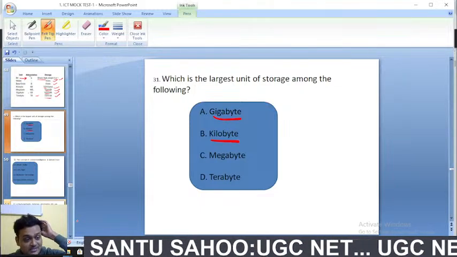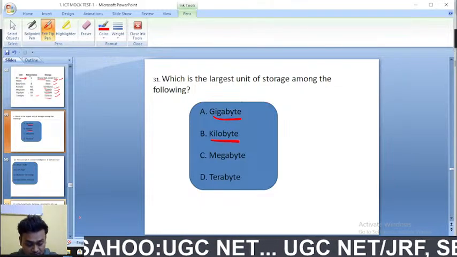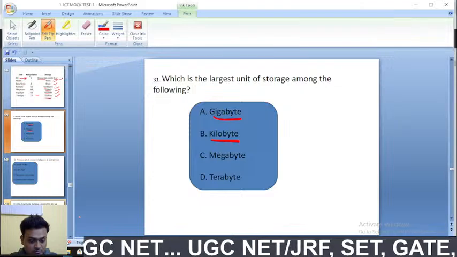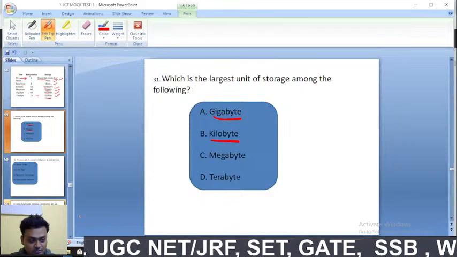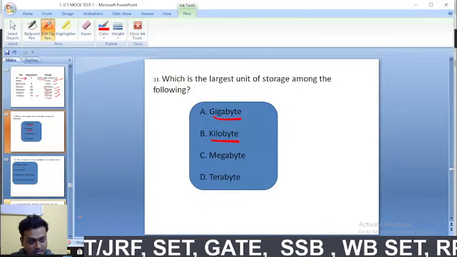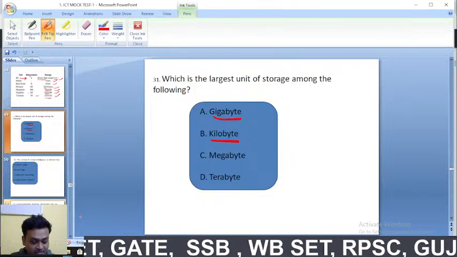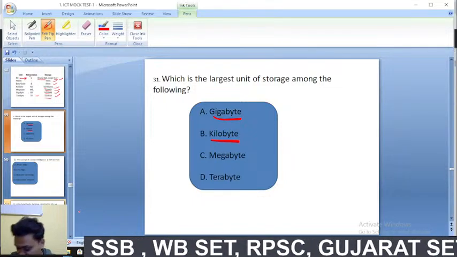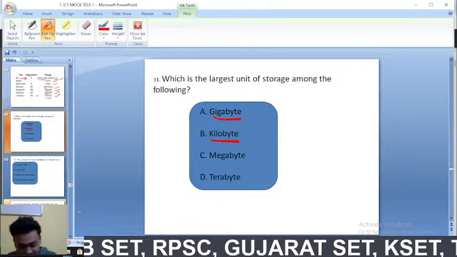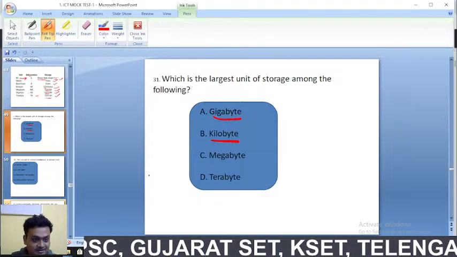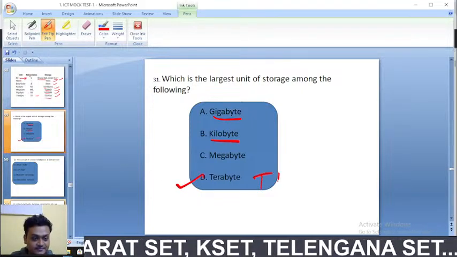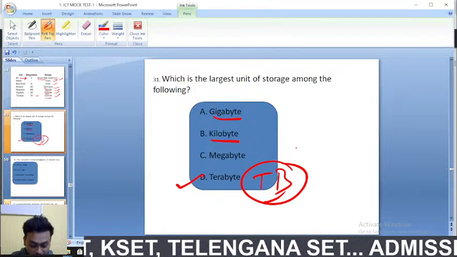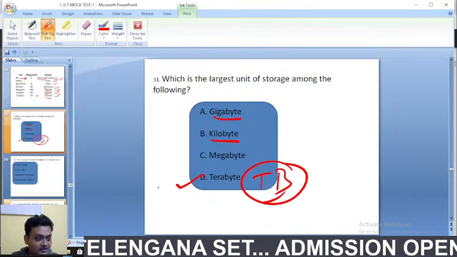Easy one, quickly do answer. We have a lot of questions, but before the completion of the questions, I will have to end it. It's terabyte, TB. I will not be able to complete the session as well.